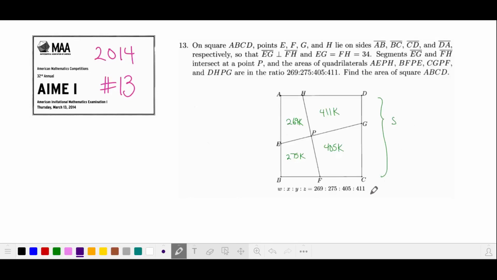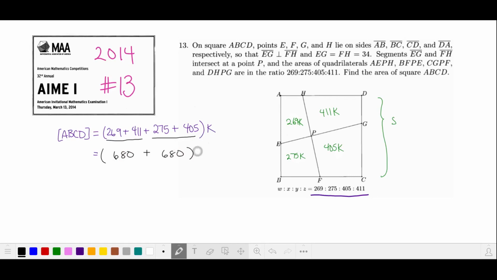Let S be the side length of our square. Since we have the areas of these quadrilaterals in this ratio, we can express the areas of these 4 quadrilaterals as these numbers multiplied by k. So we'll sum these to find the area of the whole square. As we do this, we notice that the sum of the areas of the 2 quadrilaterals on top is the same as the areas of the 2 quadrilaterals on the bottom.